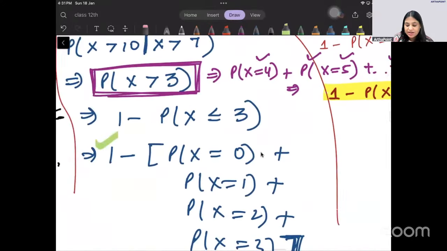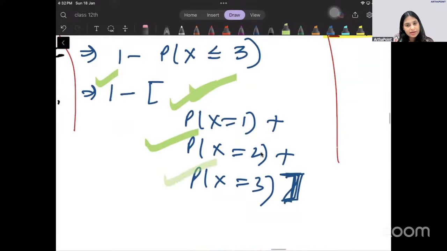1 minus clearing in the 0th, there is no need for that in this. I've just written it for a general case. You cannot clear in the 0th time. So 1 minus x equal to 1, you cleared in the first time, cleared in the second time, or cleared in the third time.